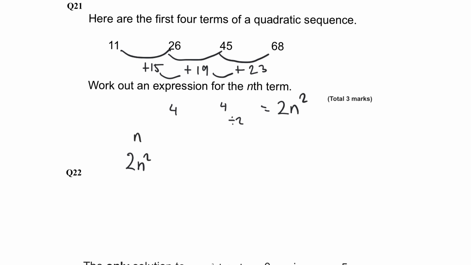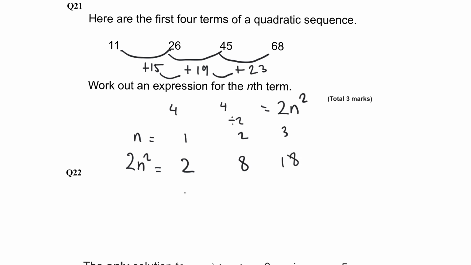So now I've got 2n squared. I'm going to work out what 2n squared is for the first 3 terms of n. So when n is 1, 2n squared would give us an answer of 2. When n is 2, 2n squared would give us an answer of 8. And when n is 3, 2n squared would give us an answer of 18.